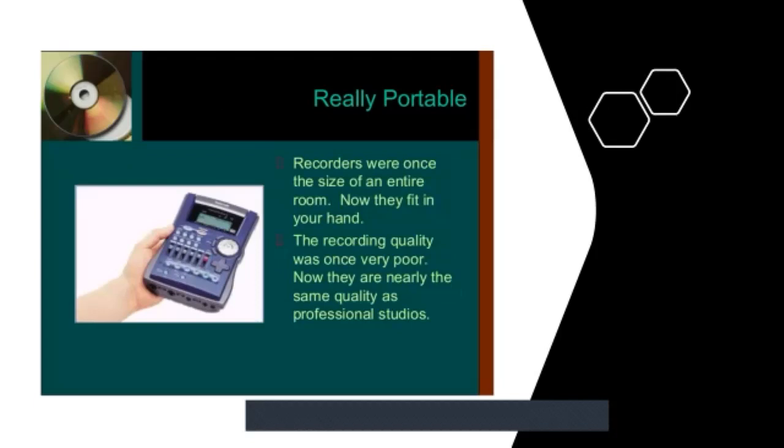Now, this is a picture of a very portable digital recorder. The original recorders were the size of an entire room, but now they can fit in your hand. And the prices are dropping rapidly, historically speaking, of course, right? It's not like something you get for $100 is going to be $20 in 2 weeks. $100 today means, 6 months from now, it could be $72 and that sort of thing. The recording quality was once very poor. Now they are nearly the same quality as professional studios, as I said before.